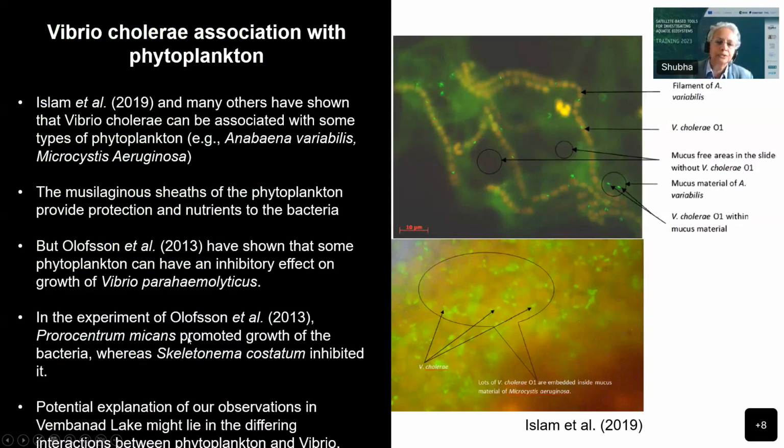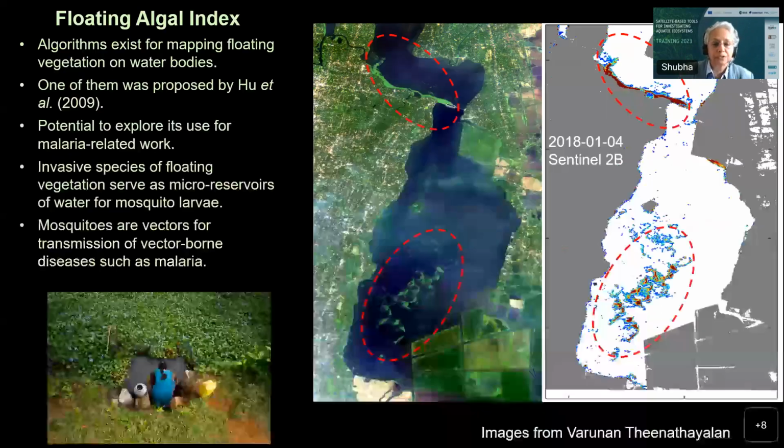So this kind of experiment might provide some explanation for why sometimes in the Vembanad Lake we might find a positive relationship and sometimes a negative relationship.